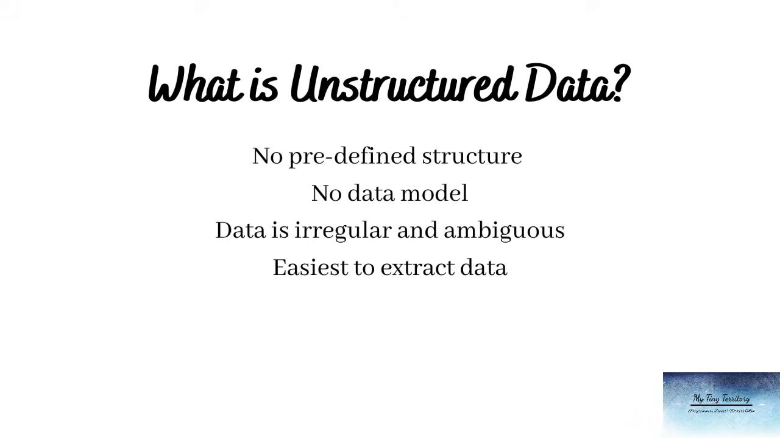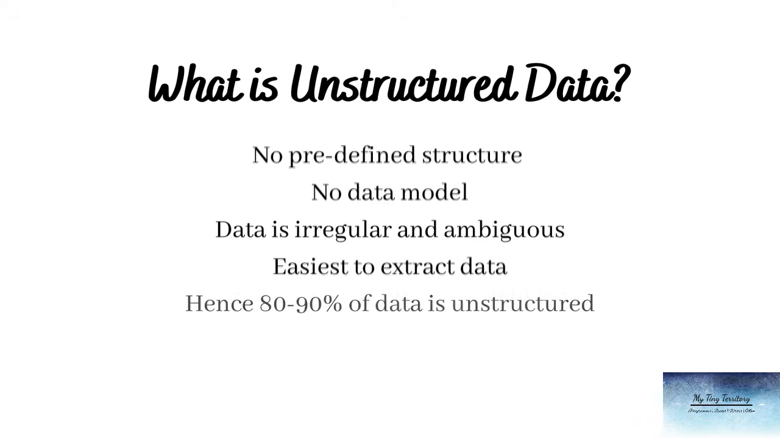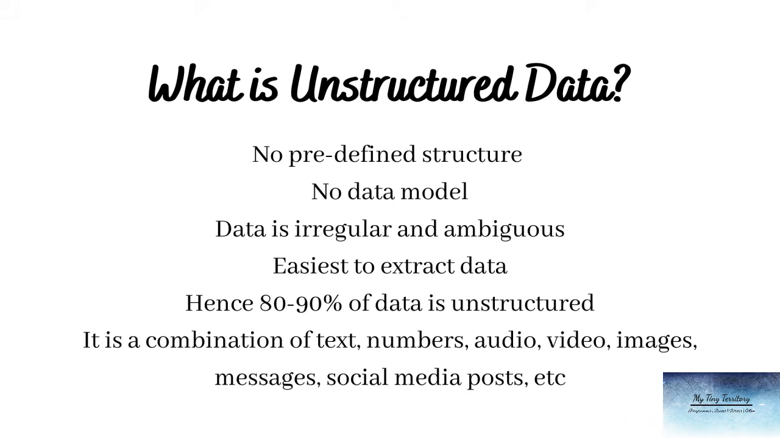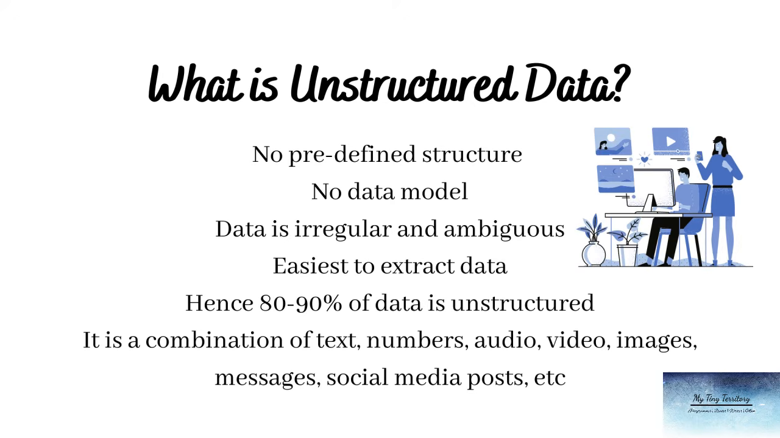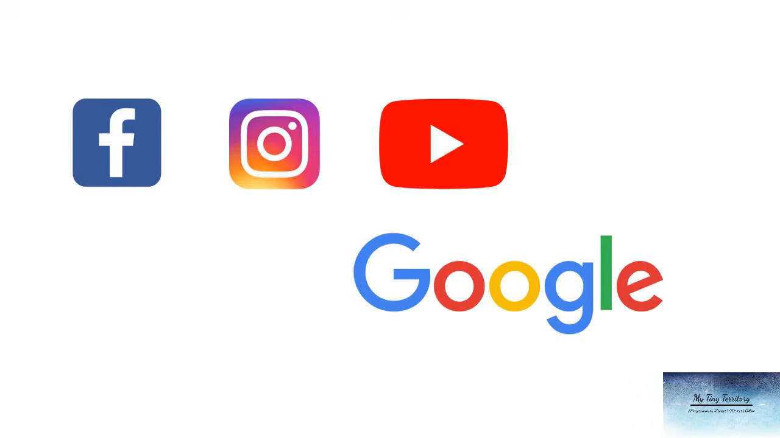However, it is the easiest to extract information from unstructured data. Hence, also almost 80 to 90% of data available is unstructured data. Now the example of unstructured data, as I've already said, it can be text, numbers, audio, video, images, messages, social media posts, all of these are unstructured data. For example, Facebook, Instagram, YouTube, Google, they all are made up of unstructured data.